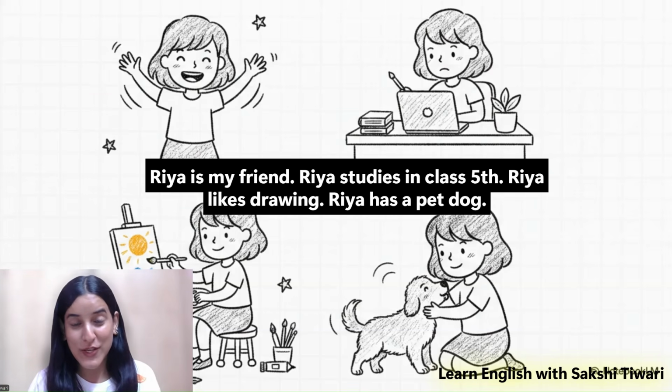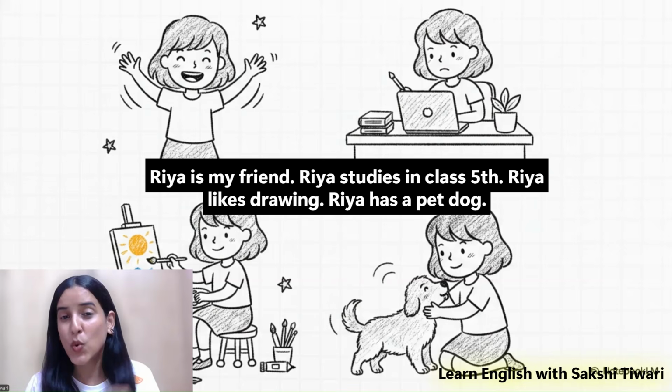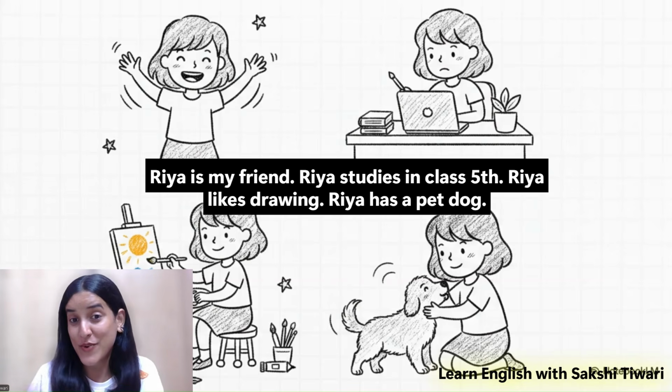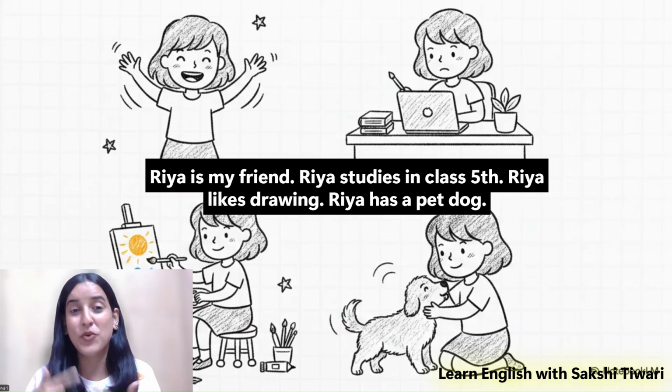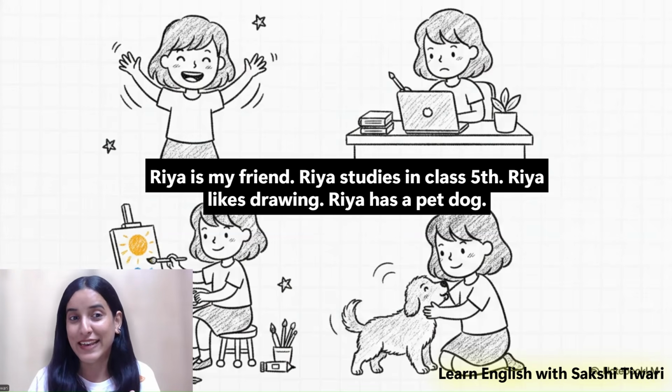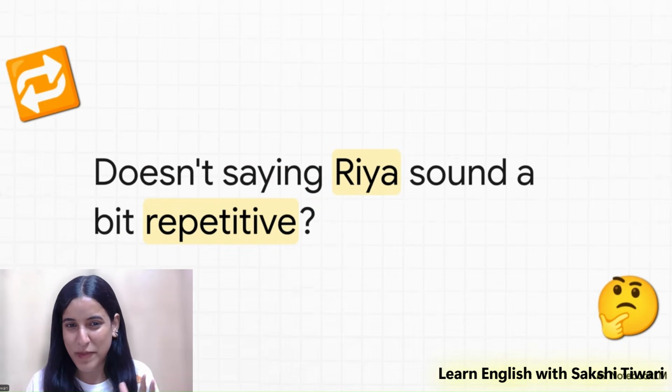Well, I'll begin with this. I want you all to listen to these sentences carefully. Read them carefully. Ria is my friend. Ria studies in class 5th. Ria likes drawing. Ria has a pet dog. All right. Now tell me, which word is being repeated over and over again? That's the word Ria, right? And doesn't it sound a little repetitive?